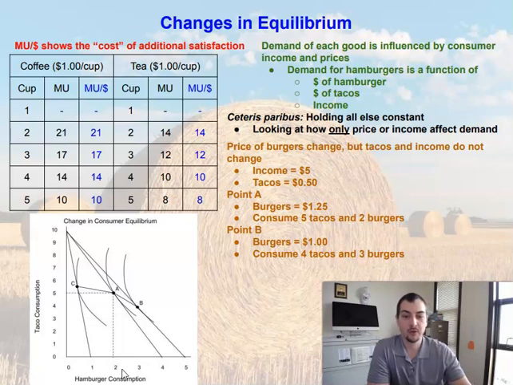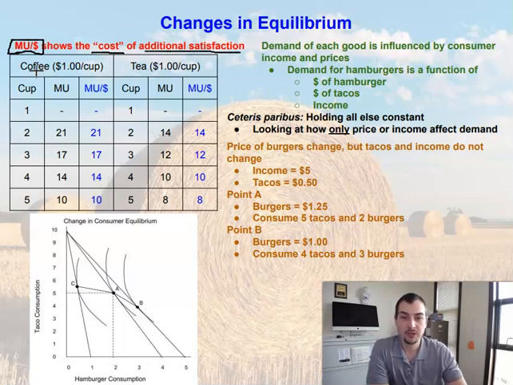In the last video, we introduced this concept of marginal utility per dollar. Basically, it shows the cost of additional satisfaction, and I want to dive into that just a little bit more. As we do, we've got two different goods: a cup of coffee and a cup of tea. In my example, both cups are worth $1 each.